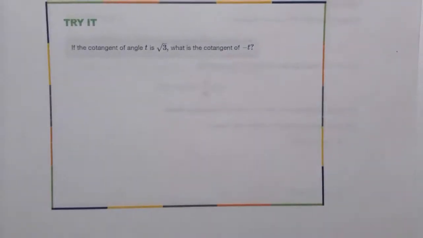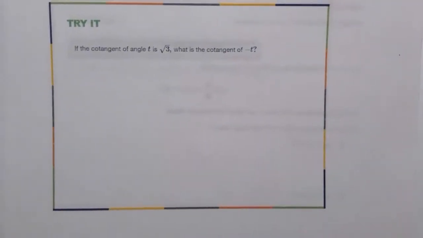I want you to try this one. If the cotangent of t is square root of 3, what is the cotangent of negative t?